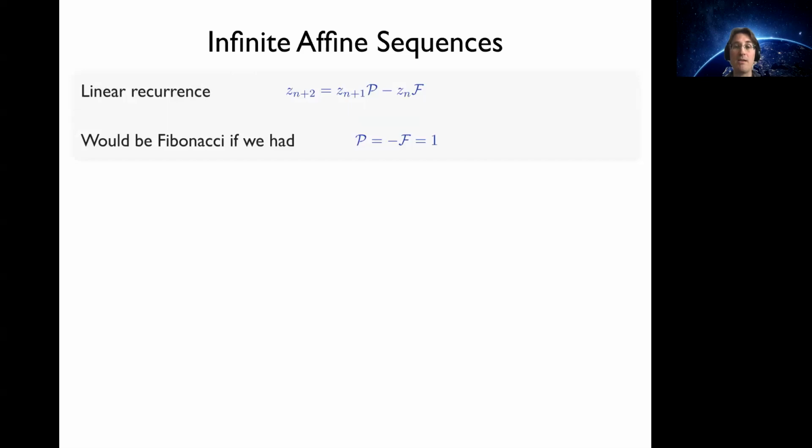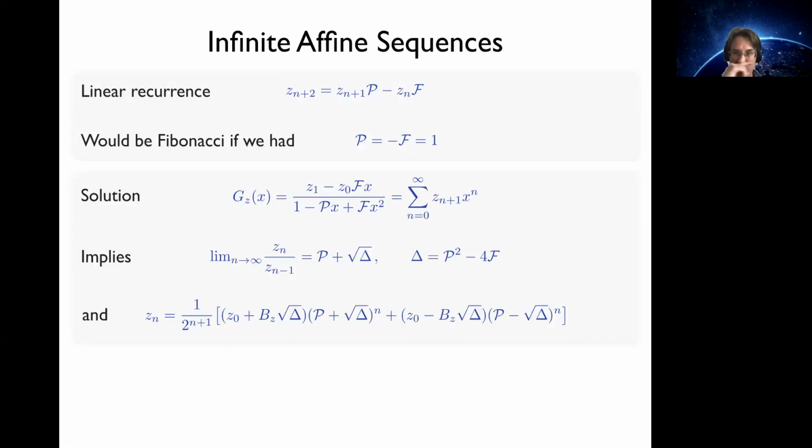if we had P equals 1 and F equals minus 1. So that would be dead easy to solve. And with P and F not equal to 1 and minus 1, it's still dead easy to solve because you write down the same generating function, this g of x that I've written here, and it has a classic Fibonacci-like denominator, except that now it's 1 minus px plus fx squared.